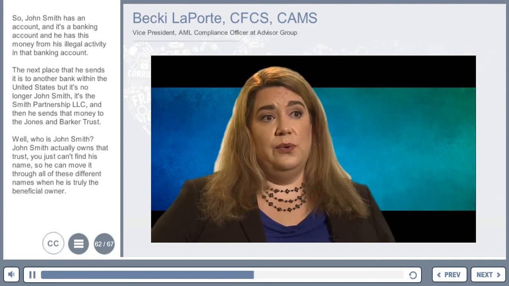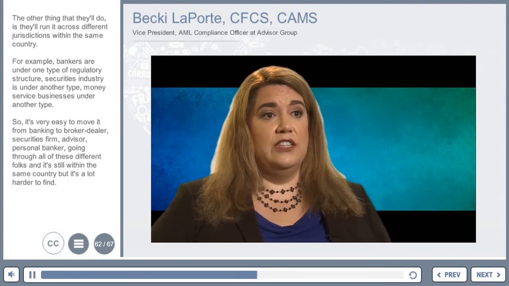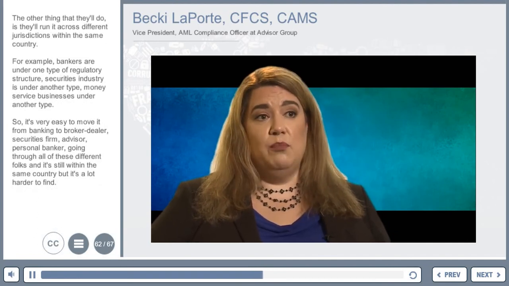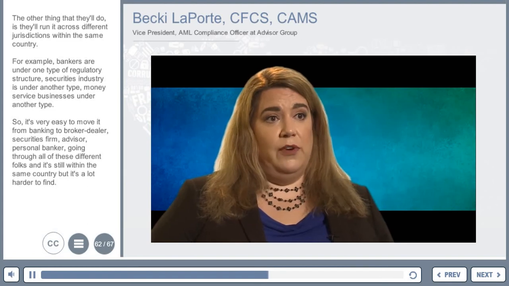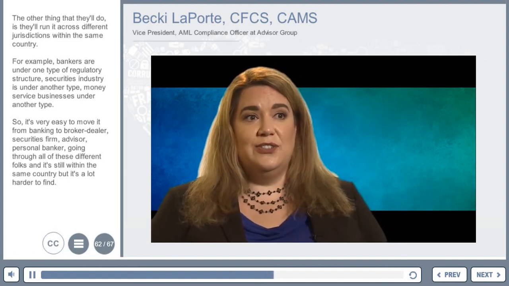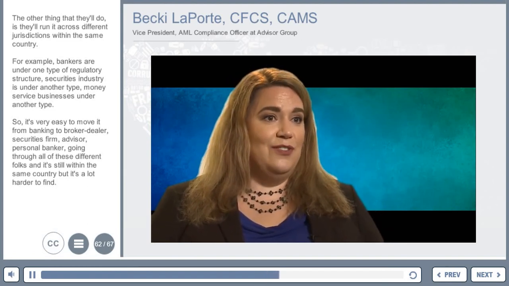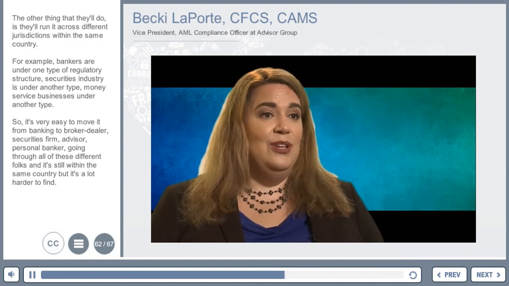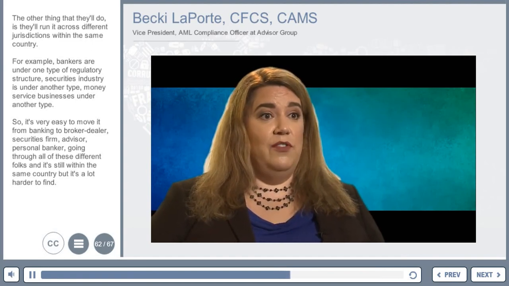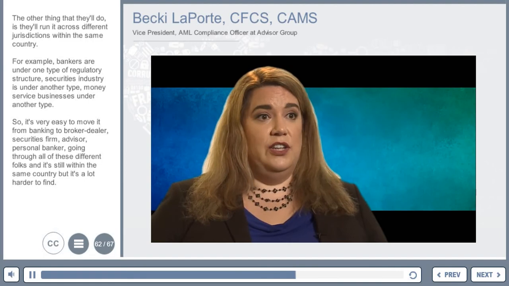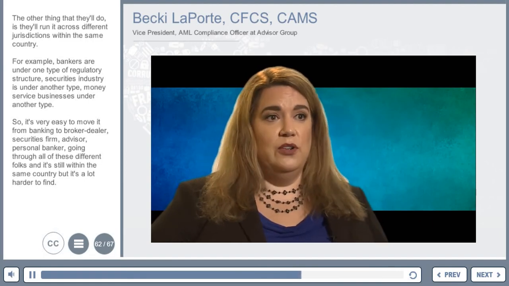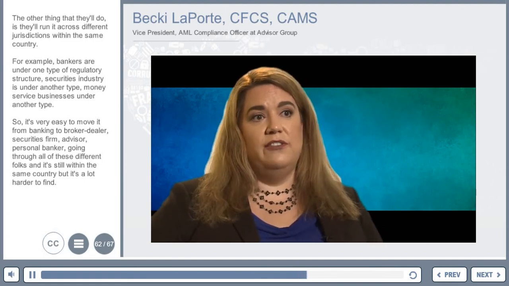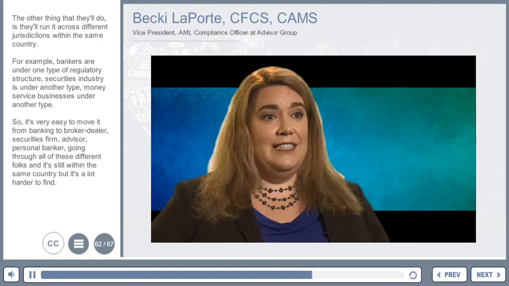The other thing that they'll do is they'll run it across different jurisdictions within the same country. For example, bankers are under one type of regulatory structure, securities industry is under another type, money service business is under another type. So it's very easy to move it from banking to broker-dealer, securities firm, advisor, personal banker, getting through all of these different folks, and it's still within the same country, but it's a lot harder to find.